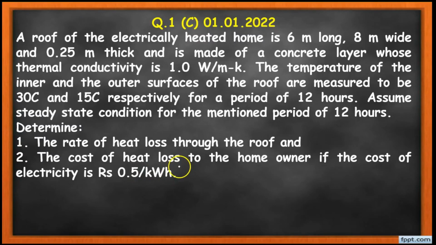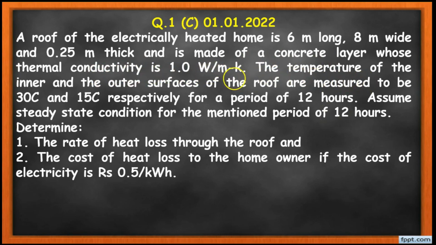Welcome dear students. In this video lecture we are going to solve the numerical which is asked in the question 1C part of 1st January 2022. So data given over here is a roof of an electrically heated home is 6 meter long and 8 meter wide and 0.25 meter thick, is made of concrete layer whose thermal conductivity is 1.0 watt per meter Kelvin.